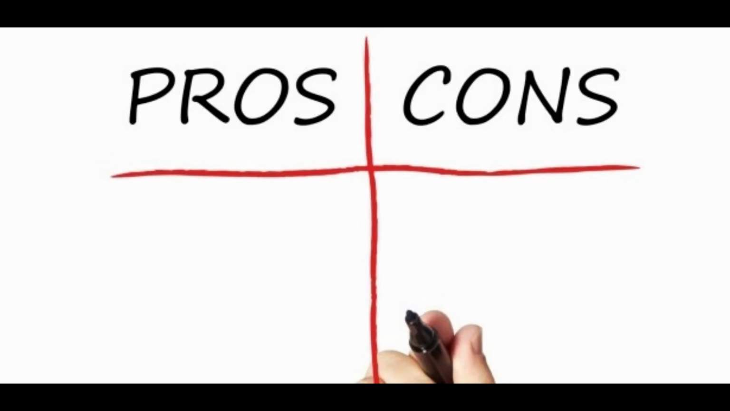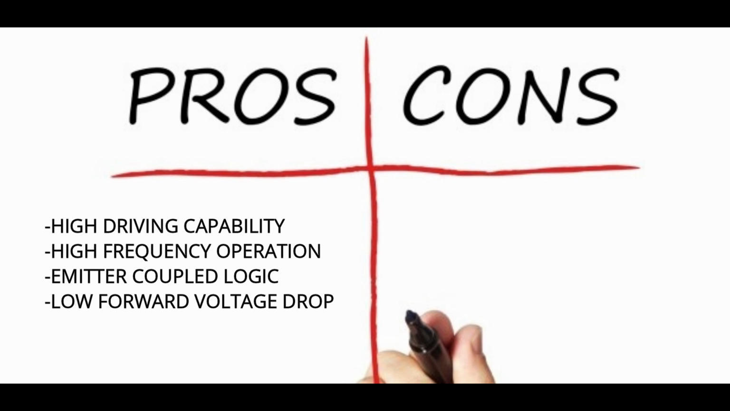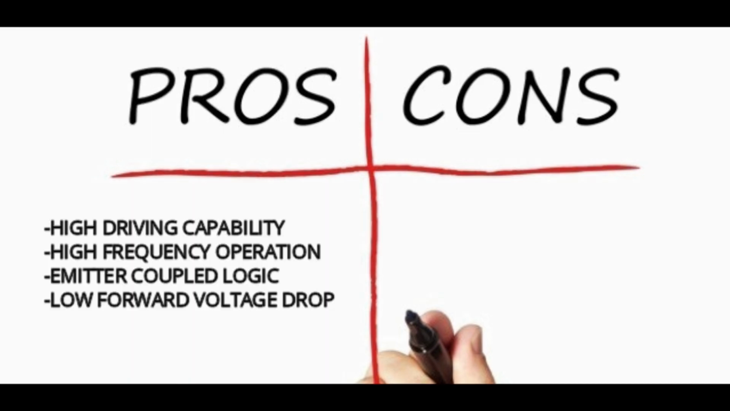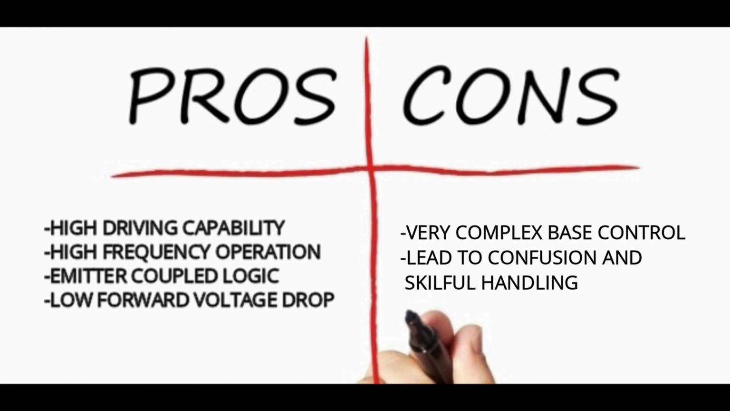Advantages of BJT. First, high driving capability. Second, high frequency operation. Third, the digital logic family has emitter coupled logic, which uses the BJT as a digital switch. Fourth, there is low forward voltage drop. Disadvantage of BJT, it has very complex base control. Hence, it may lead to confusion and requires skillful handling.